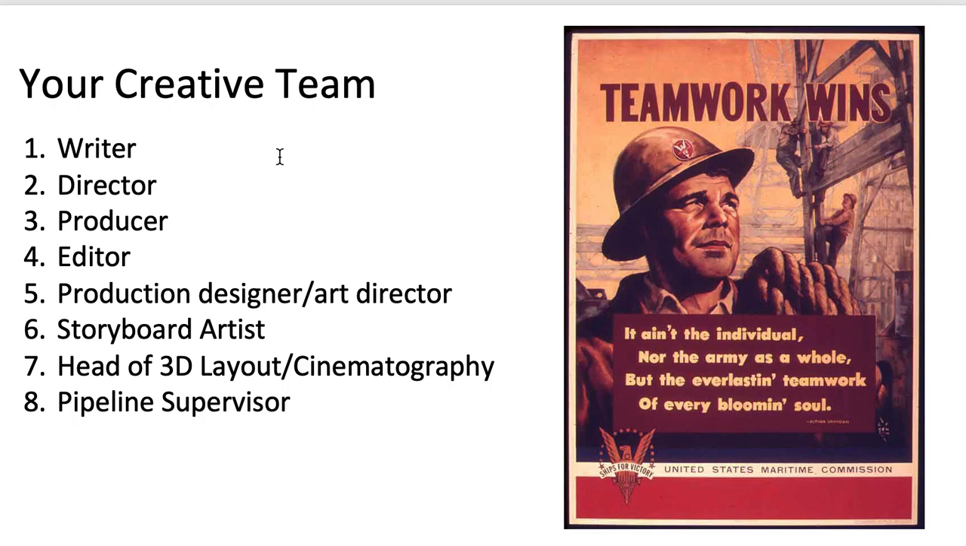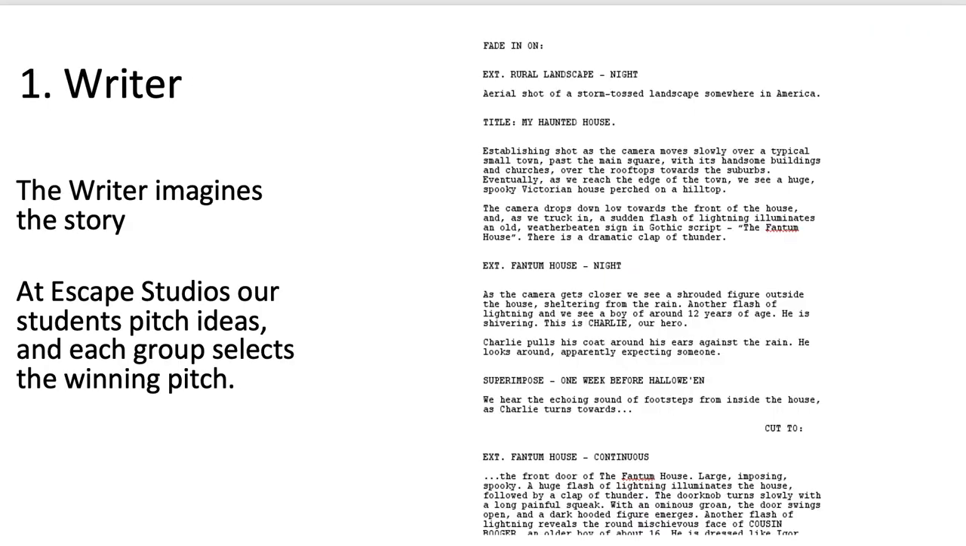Then you've got a producer, then you've got an editor who cuts the reel, a production designer or art director, someone who's going to design the look and feel of the thing. You're going to need storyboard artists, someone's got to do the storyboard. You're going to need someone to do the 3D layout, the cinematography role, and then you're going to need a pipeline person who's going to figure out how to light it, how to render it, and all that good stuff. These are the roles you cannot do without. Someone has got to tackle all of these. So let's start with the writer.